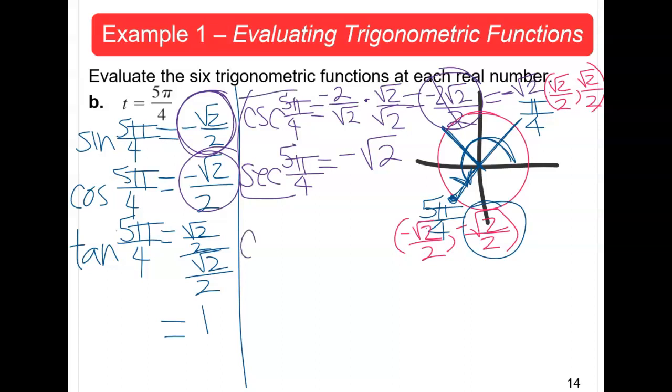And then if we move to cotangent of 5 pi over 4, that will be the reciprocal of 1, which is also a 1.